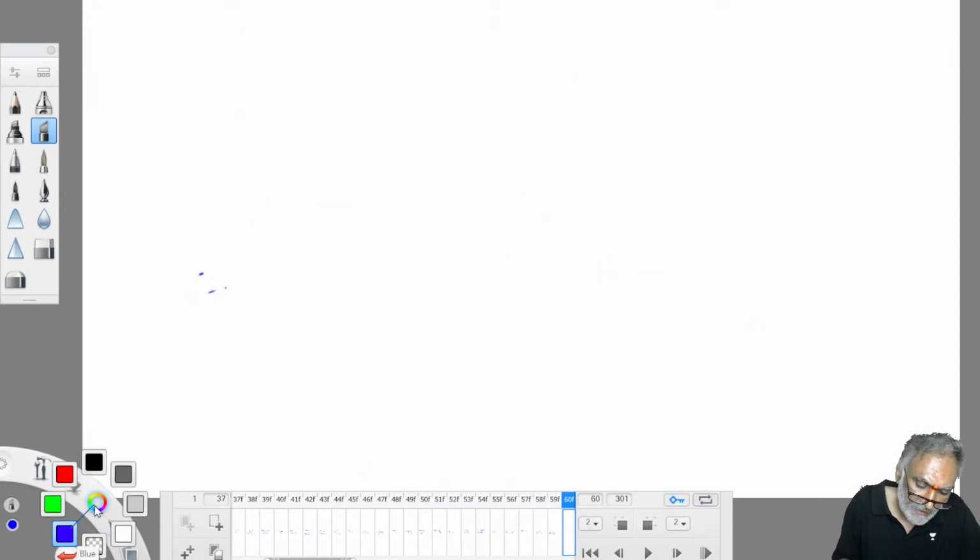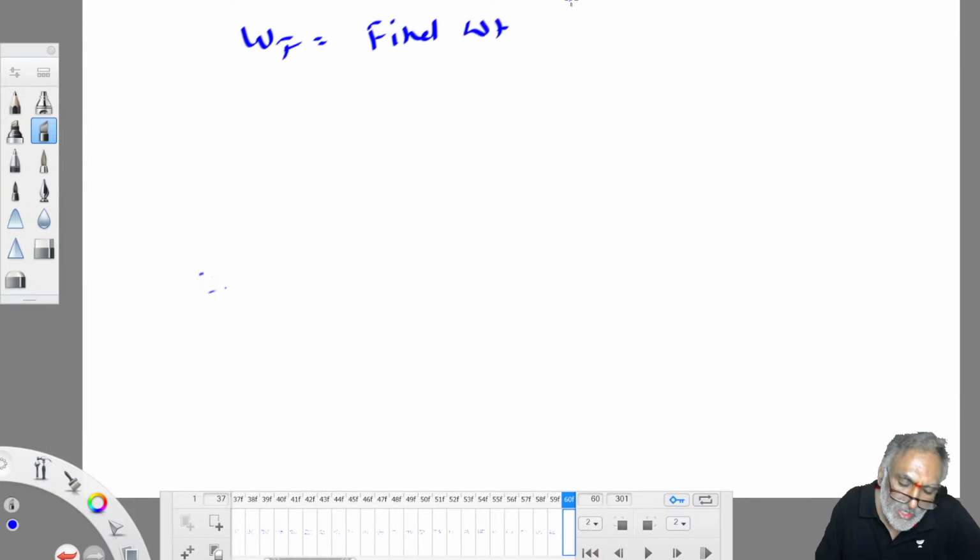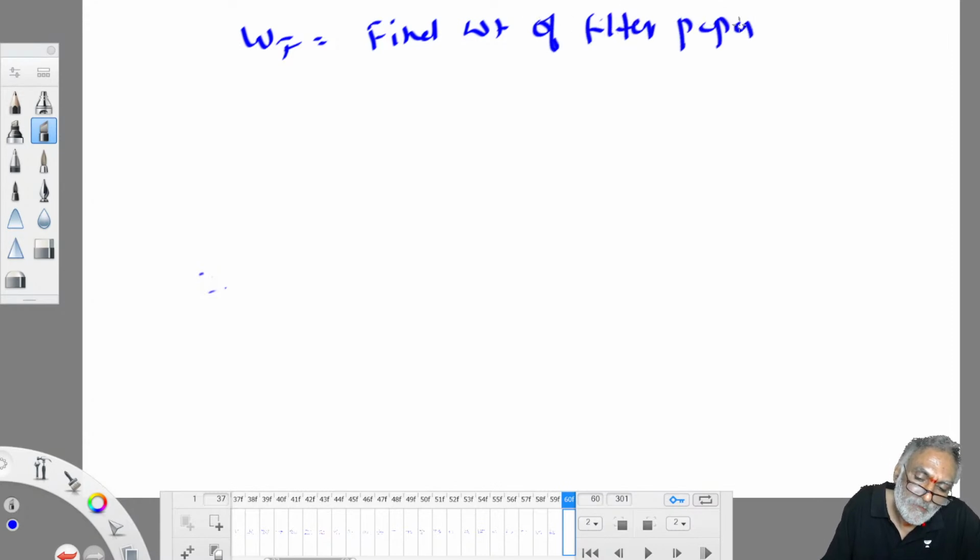WF is final weight of filter paper. WI is initial weight of filter paper. So high volume air sampler, it uses filter paper. We measure its final weight of filter paper after sampling. Before sampling also we measure initial weight of filter paper.